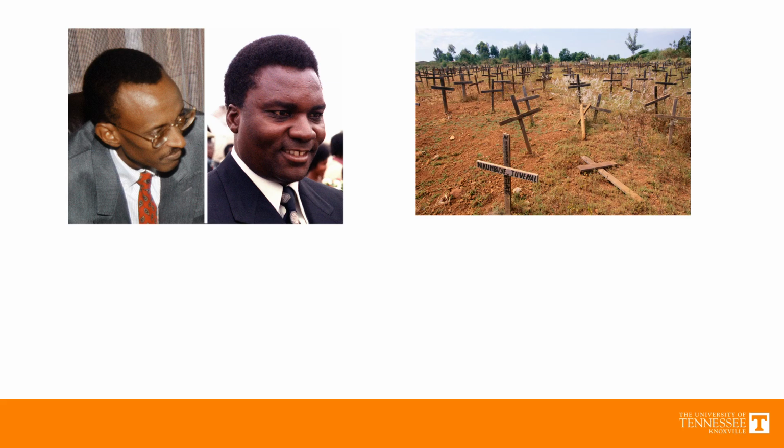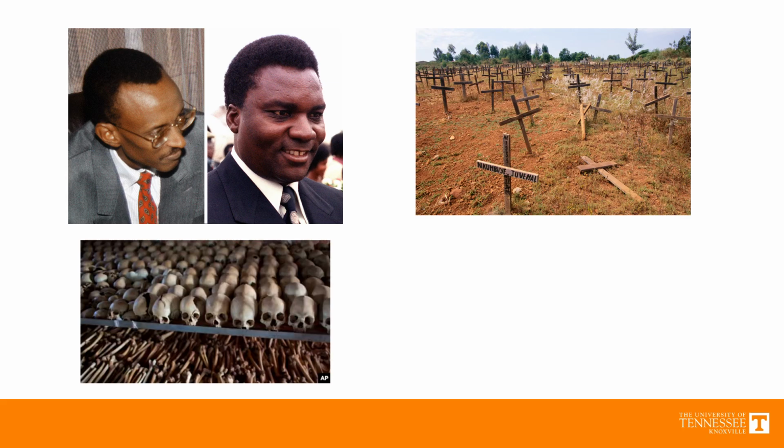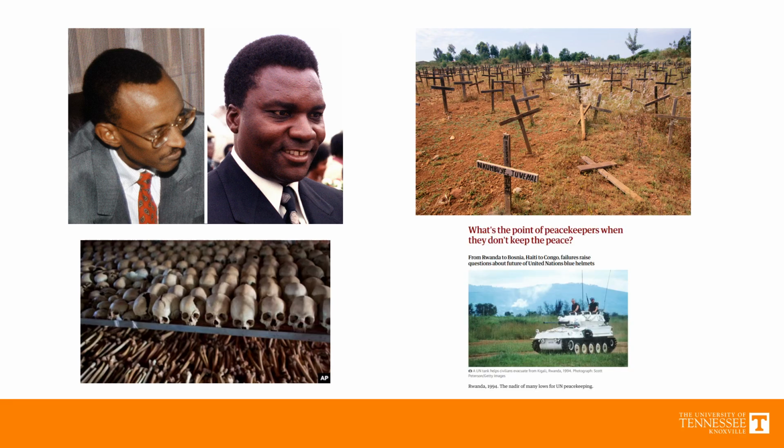Estimated deaths are around 500,000. And this all occurred over about 100 days, in 1994. So why this was so controversial, especially for the United States, aside from it being a genocide, was the fact that there was a UN peacekeeping presence there that didn't really do much. A big thing people were saying after the Holocaust in Nazi Germany was "never again." And so, of course, people were like, well, is it never again? Or as this article asks, what's the point of peacekeepers if they don't keep peace?